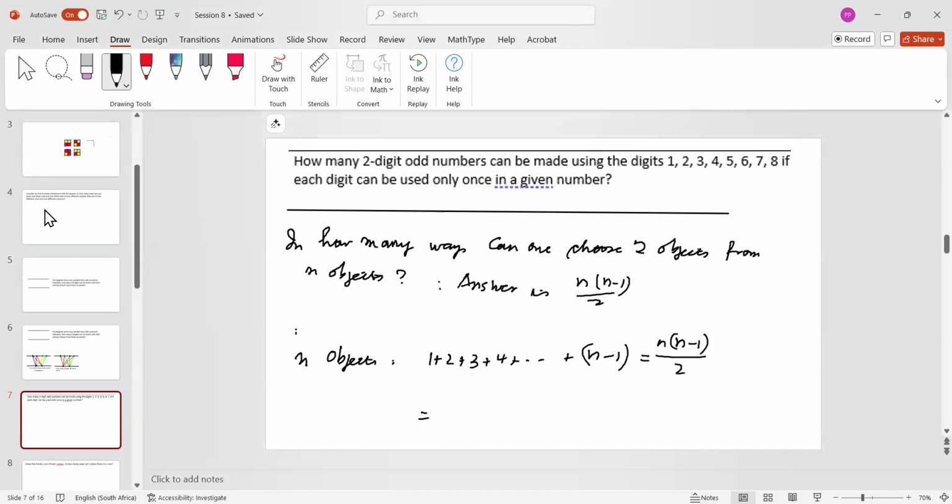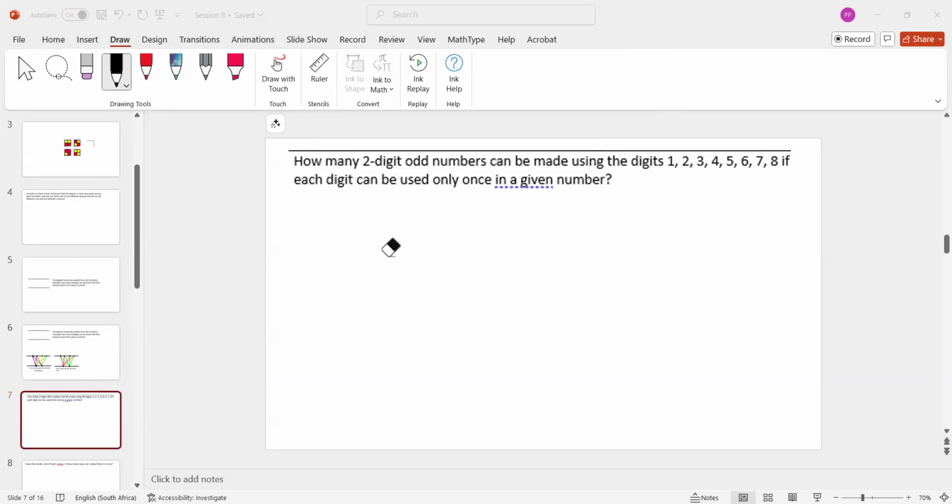I'm not sure whether we're going to come across that again, but please remember it nonetheless. Here you've got: how many two-digit odd numbers can be made using the digits 1, 2, 3, 4, 5, 6, 7, 8, if each digit can be used only once in a given number? You've got quite a mouthful there, but if you do it the way I told you, you'll see it's not difficult at all.